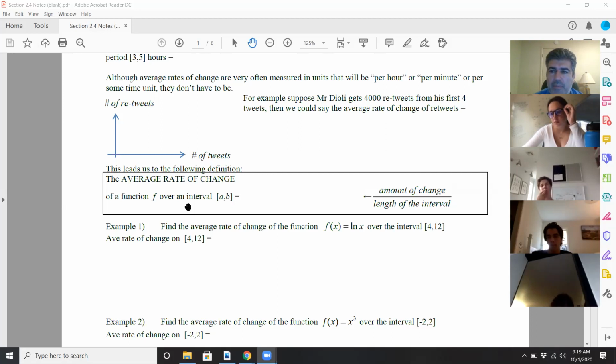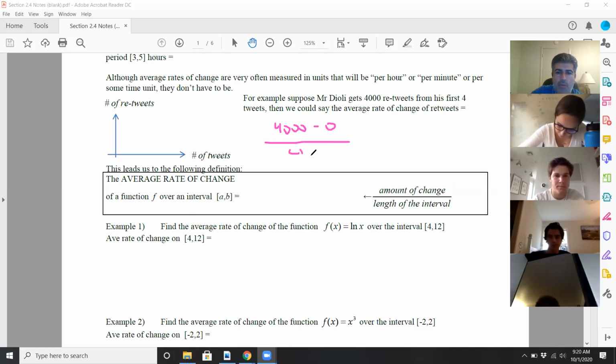And of course, that's what makes Twitter such an exponential kind of thing, right? So for example, Mr. Dioli gets 4,000 retweets from his first 4 tweets, right? So he tweets and then there's 4,000 retweets from those 4 tweets. So the average rate of change of retweets, we write as this: 4,000 minus 0 over 4 minus 0.